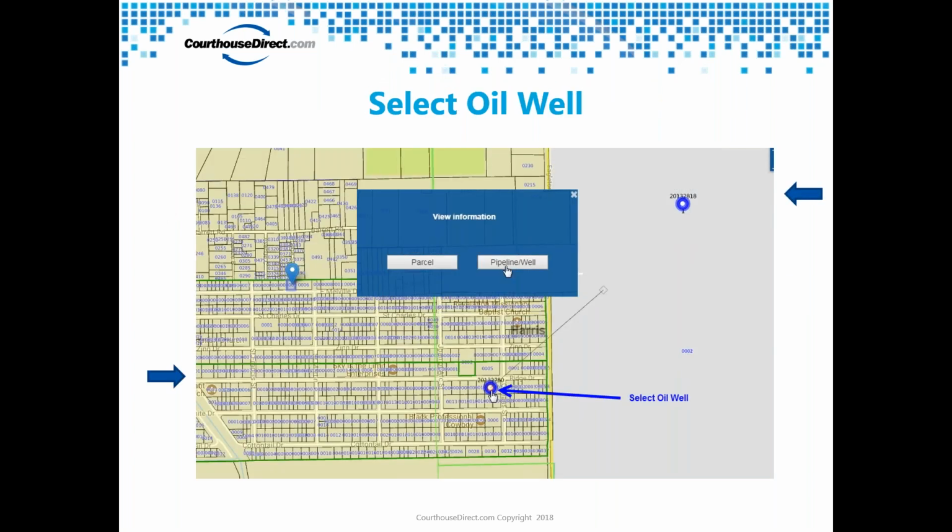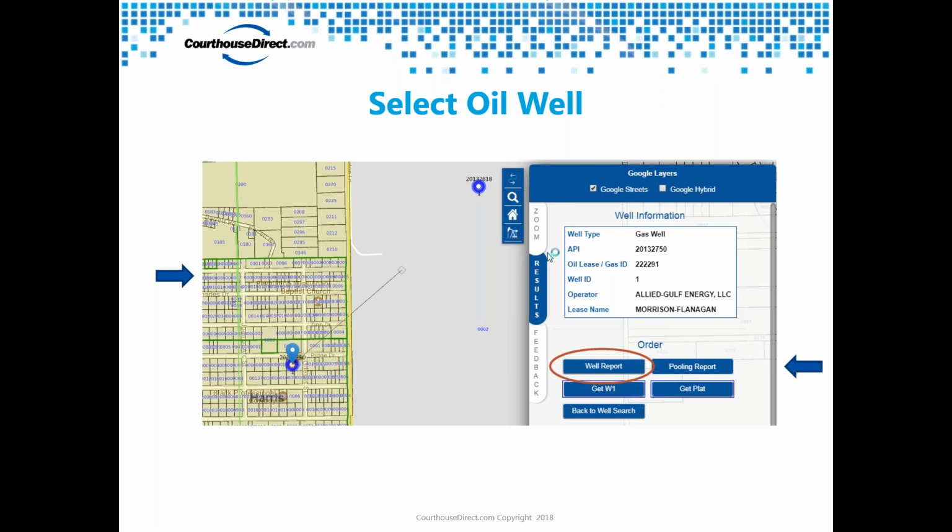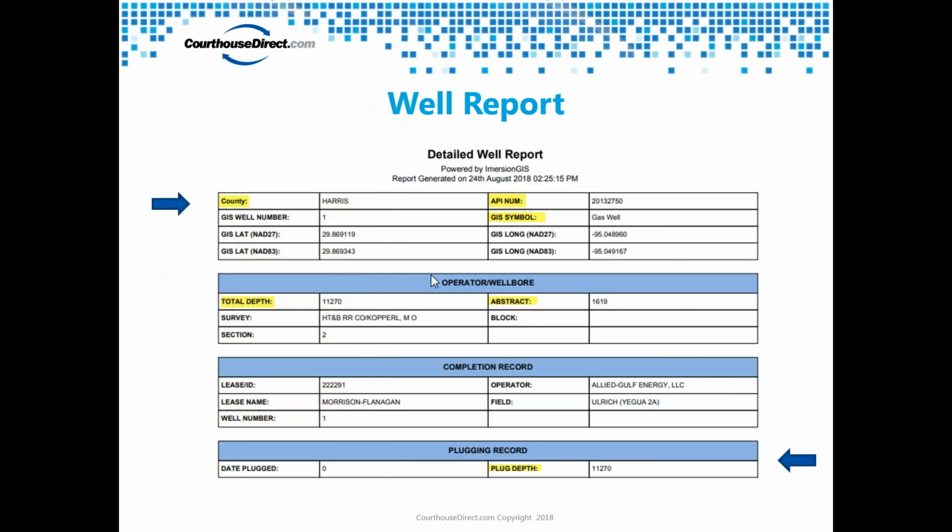If I click on the oil wells, it opens up a little box that says pipeline or parcel. I'm interested in the oil well, so I click on the well information, and to the right you'll see that it's labeled as a gas well. It gives me the API number, and from this point I have the ability to order a well report, a pooling report, a W1, a drilling plat, or a well plat. Let me move to the next page.